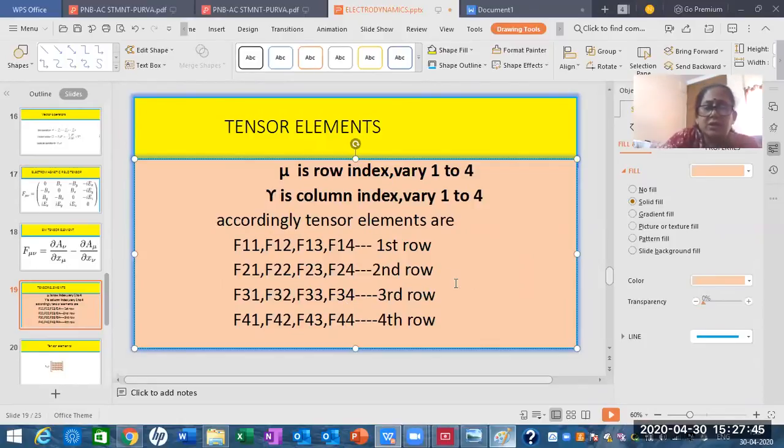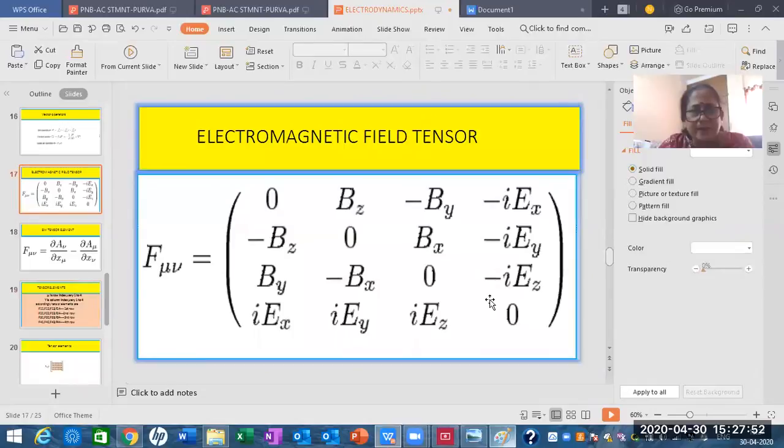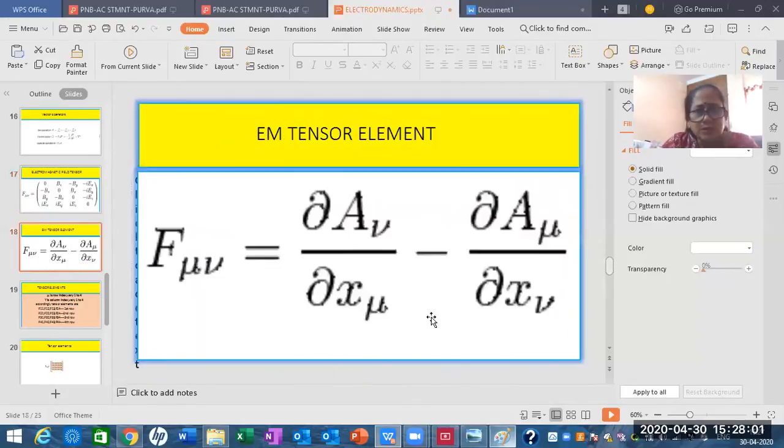Okay. So you can individually calculate this. So it is represented in the form of a matrix as I explained here. But the existence or the value of this element is governed by a law. So what is the law? This is the law.